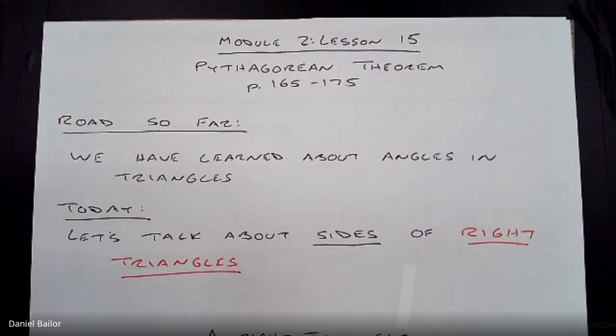Right triangles. We're not talking about obtuse. We're not talking about acute triangles. We're talking about right triangles with a right angle in them. So not scalene, not isosceles, right triangles. So that's what we're talking about today. We're talking about the sides, and you should remember the Pythagorean theorem only works with right triangles. Very important you know it only works with right triangles.